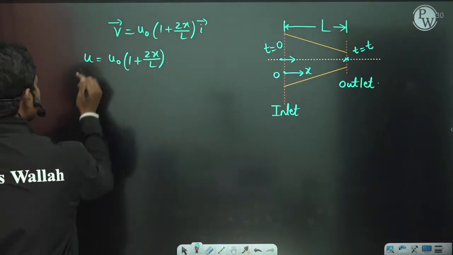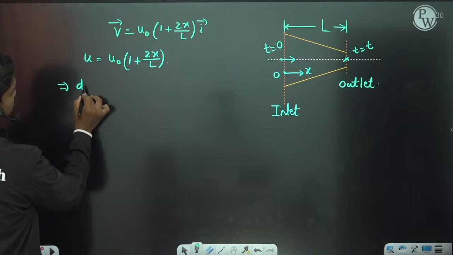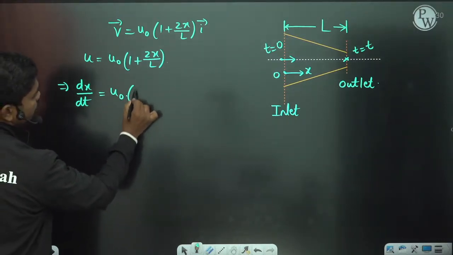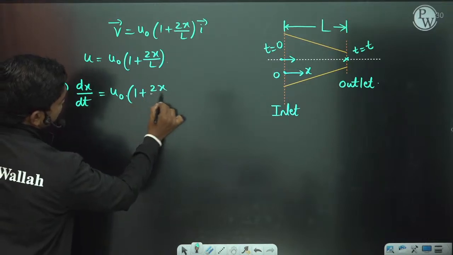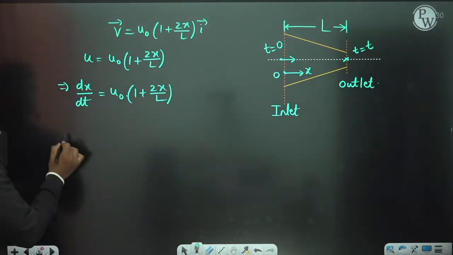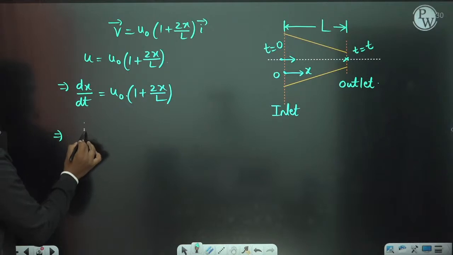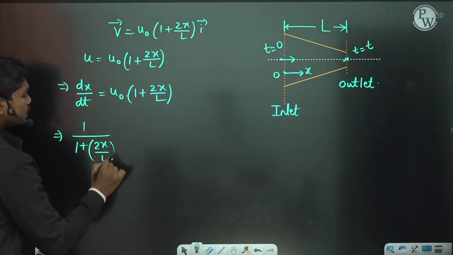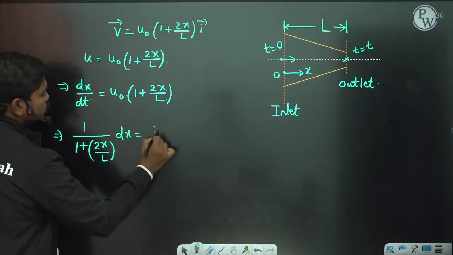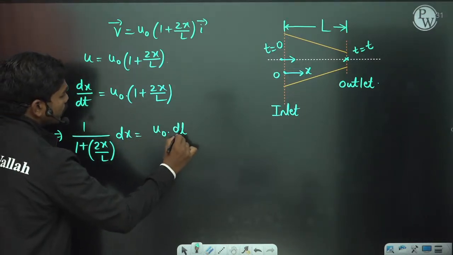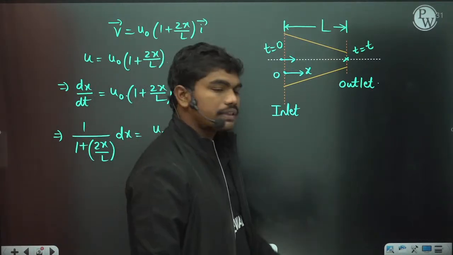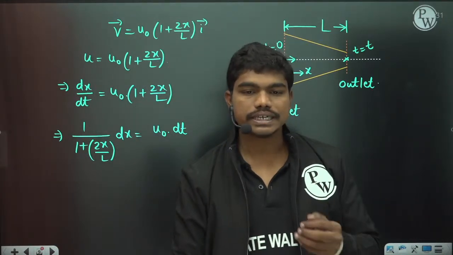If you see, U can be written as dx by dt. dx by dt is equal to U naught times (1 plus 2x by L). Now if you slightly convert this, 1 by (1 plus 2x by L) times dx is equal to U naught times dt. Okay, U naught is some constant value. Now this is the equation at any point within the motion. Okay, yes, converging increases velocity.